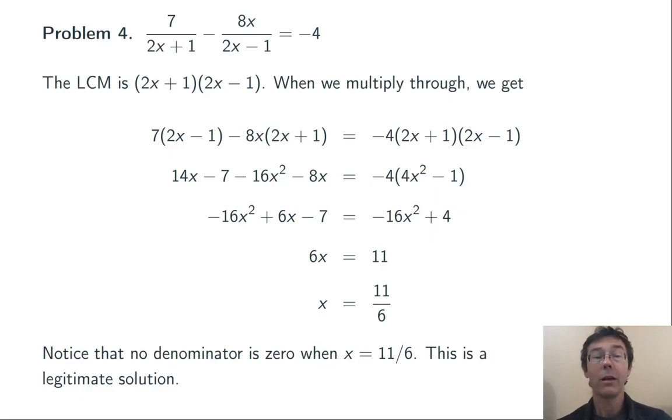Practicing what I preach, I'm going to go and plug that back into my original equation to make sure that I'm never dividing by 0 when I do. In this case, the denominator does not turn out to be 0 in any case, and therefore x equals 11/6 is a legitimate solution to this problem.